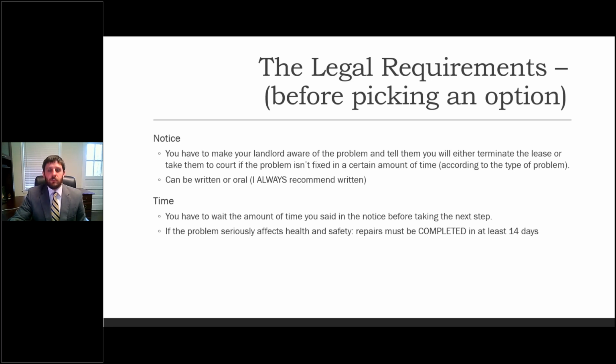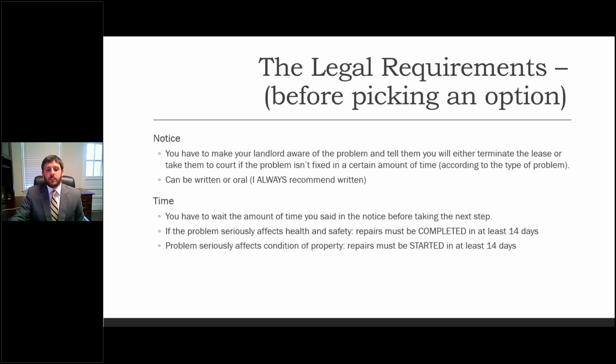So it doesn't matter if on the 13th day they start, but it's going to take a couple days. If they do not come within the deadline, the repairs have to be completed. You have to wait for 14 days and for the repairs to be completed by then.